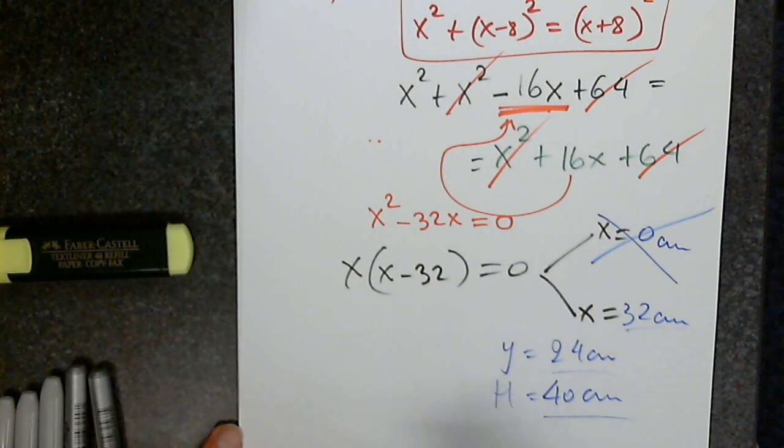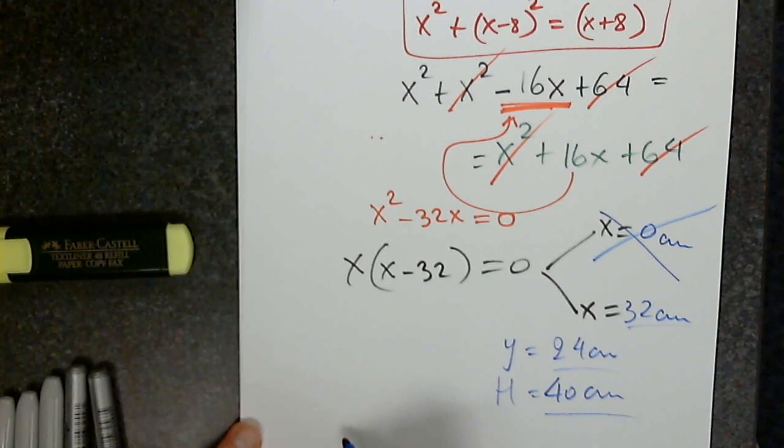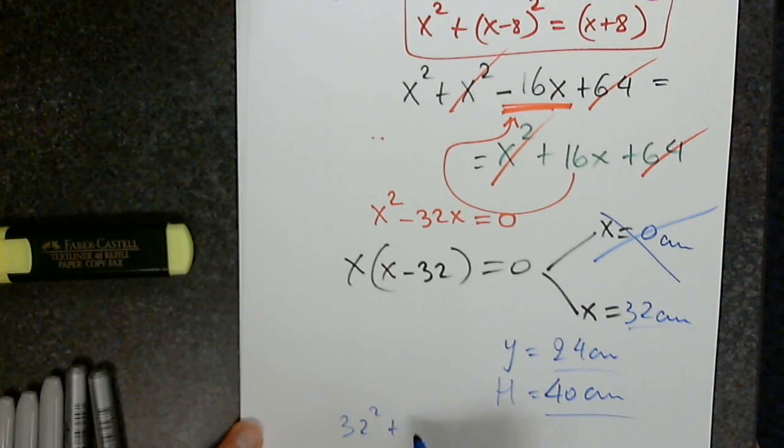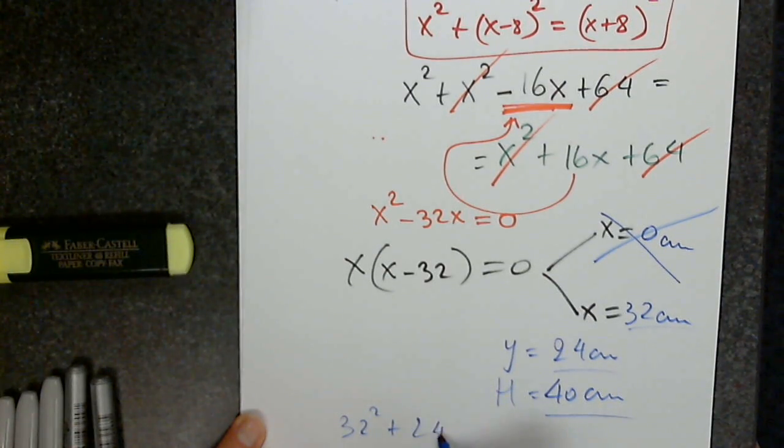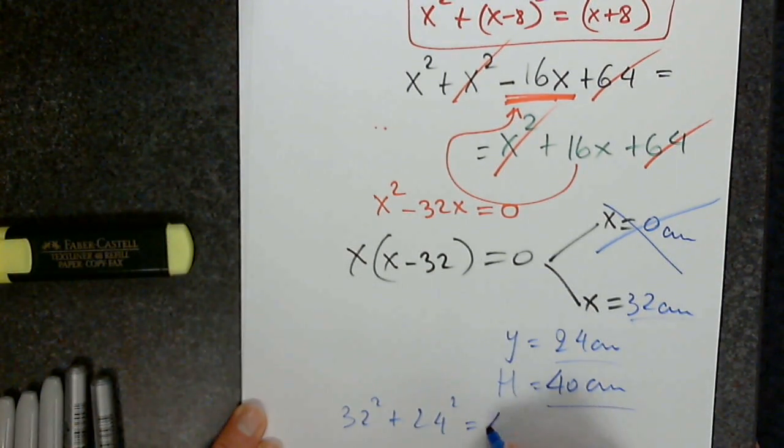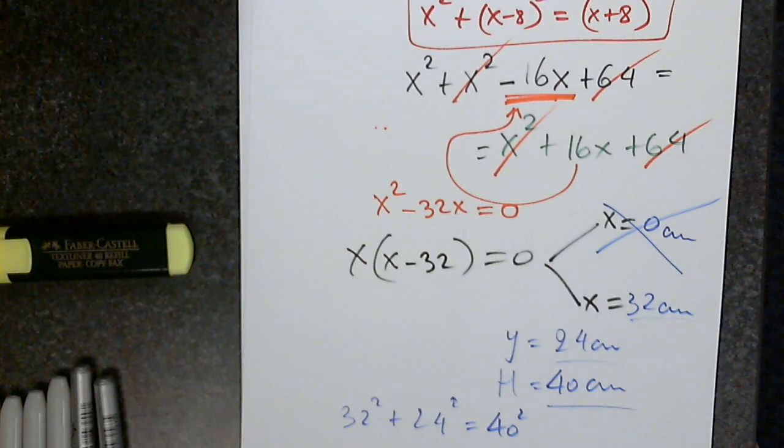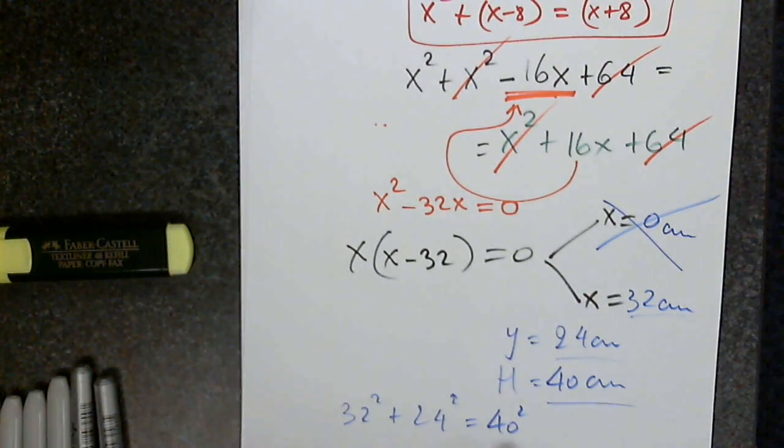Very good. So just give me with the numbers. 32 squared plus 24 squared equals 40 squared. We have to check. So please square 32, please square 24, add them up and see if you get 40 times 40, which is 1600. If 32 squared plus 24 squared is 1600, then we're in business. All these numbers are correct. If it does not equal 1600, then we are in trouble.